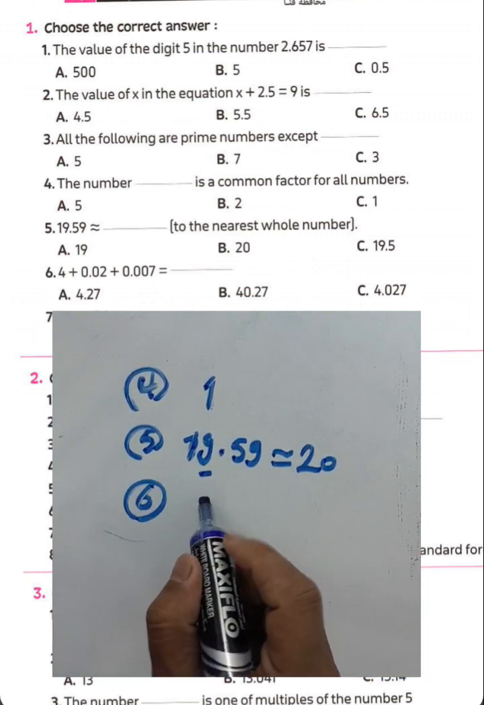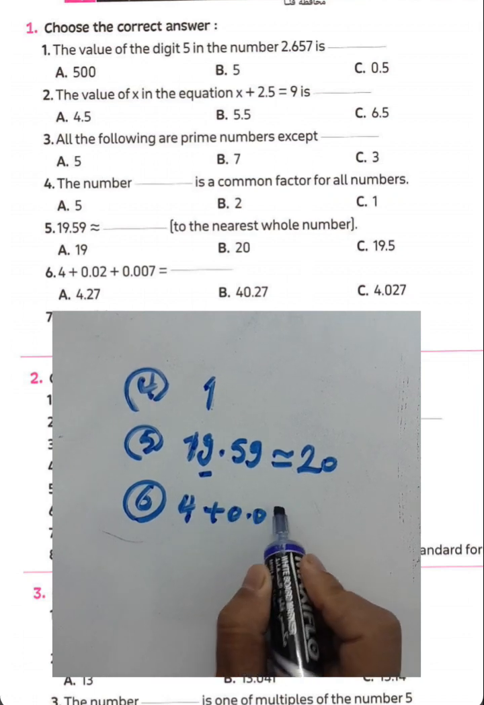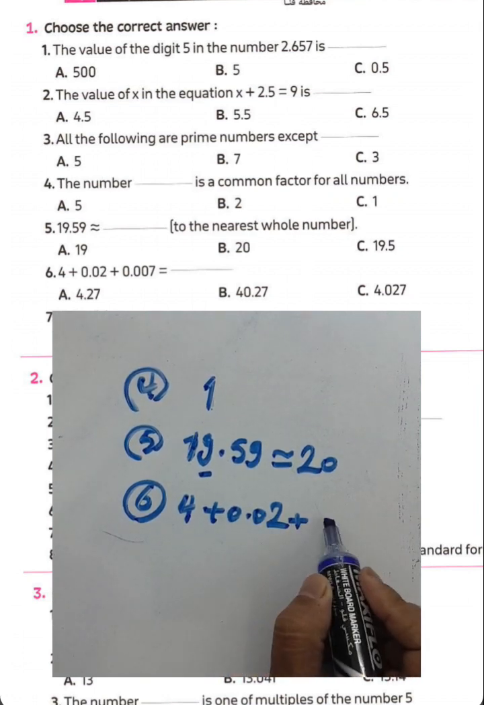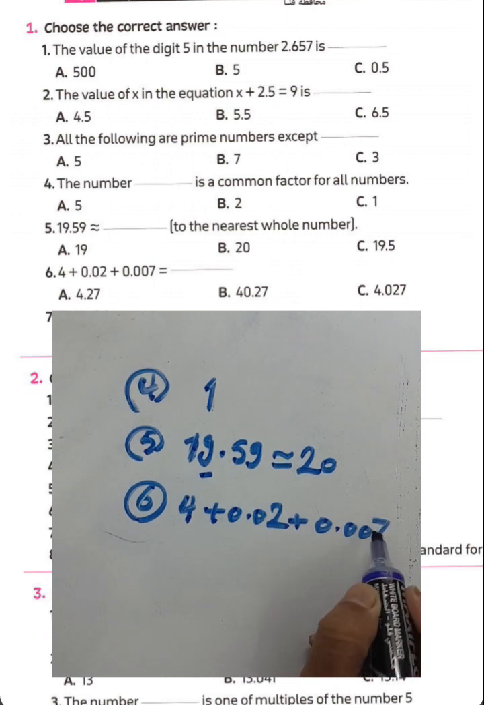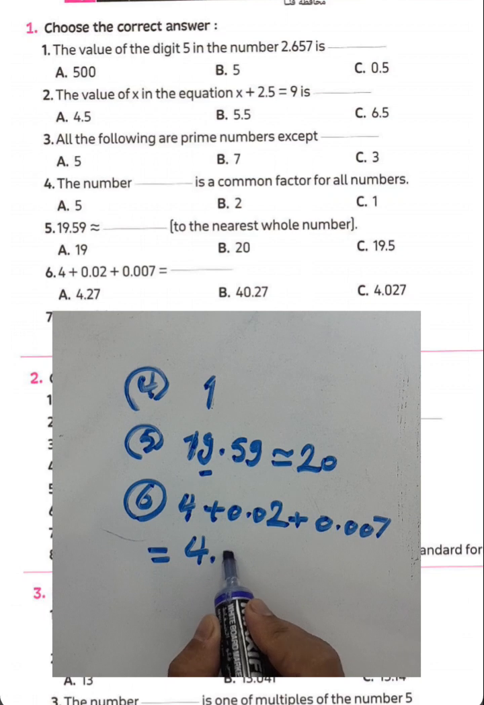Question 6. 4 plus 0.02 plus 0.007 equals 4.027.